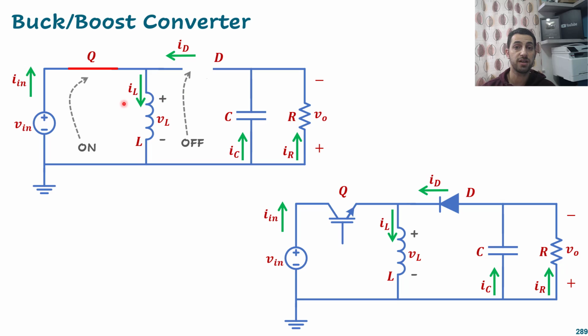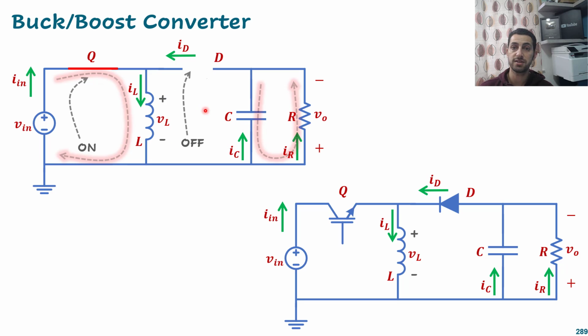After knowing the status of these switches, we can assume the current flow. The current will flow from the input, going through the inductor and charging it, so the current will be rising and going back to the battery. What will happen to the output? The output now relies on the capacitor charge to supply the current, and it will be in that direction. So this is the on-time circuit.